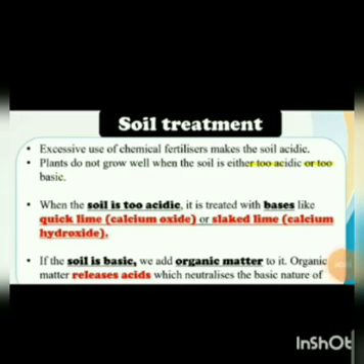Then the excessive use of chemical fertilizer makes the soil acidic. Plants do not grow well when the soil is either too acidic or too basic. So when the soil is too acidic, it is treated with a base like quicklime, that is calcium oxide, or slaked lime, that is calcium hydroxide. So when the soil is too acidic, it is treated with the base, so that it is leveled.